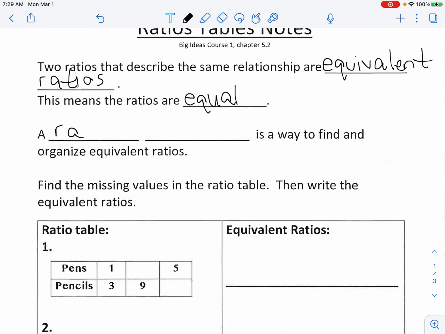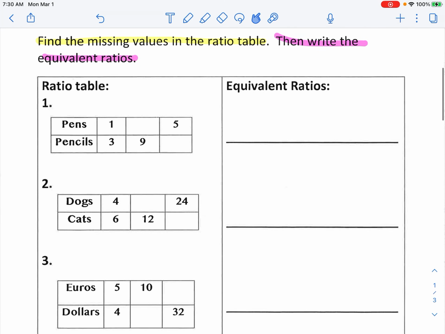A ratio table, that's what we're going to work on today. A ratio table is a way to find and organize equivalent ratios. Directions. Find the missing values in the ratio table and then write the equivalent ratios. So we have two sets of directions. Find the missing values and then write the equivalent ratios.